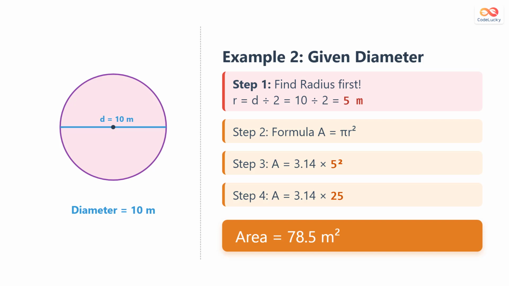What if you are given the diameter instead? Here, the diameter is 10 meters. The formula requires the radius, not the diameter. So, step 1 is to divide the diameter by 2. 10 divided by 2 is 5. Now we can use the formula with a radius of 5. 5 squared is 25. 3.14 times 25 equals 78.5 square meters.